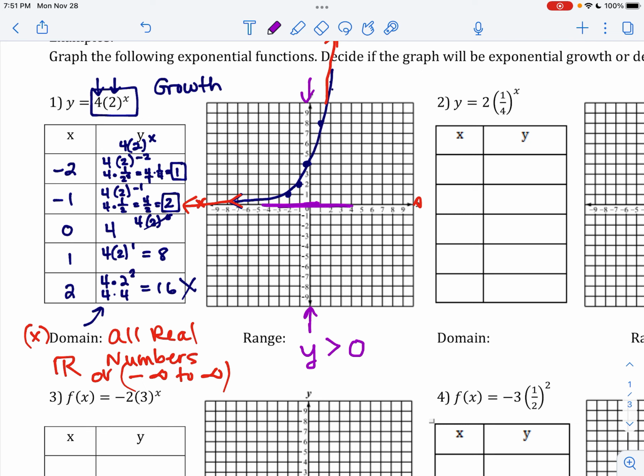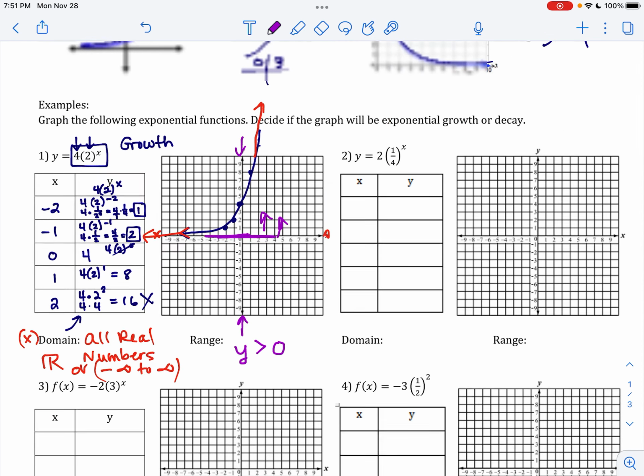So in this case, if the graph is above the x-axis, it's going to be y is greater than 0. If the graph falls below the x-axis, it's going to be y is less than 0. Two simple things. You have two choices, either y greater than 0 or y less than 0. So in this case, the graph is all above, so it's going to be y is greater than 0.